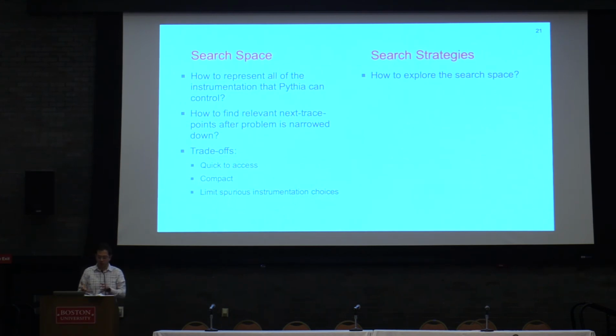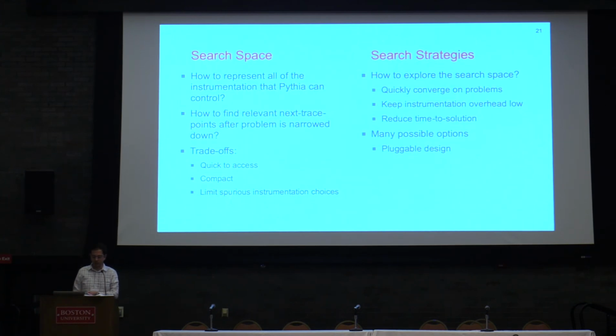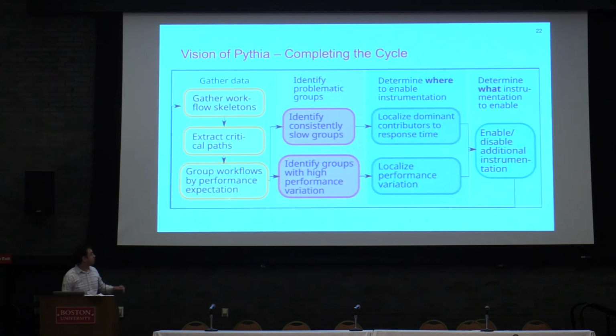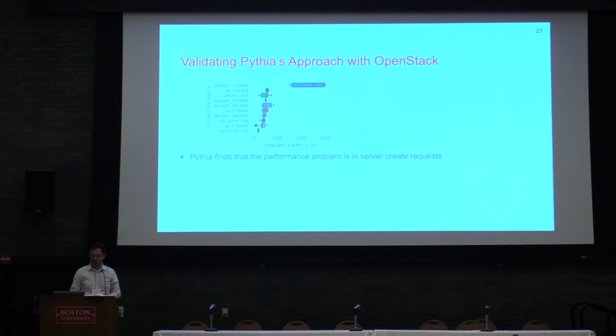We want the search space to be quick to access and compact, while also limiting our search to a relevant set of trace points. And for the search strategies, we also want them to quickly converge on problems and also keep the instrumentation overhead low by not enabling a lot of things. There are many possible options for the search strategies. So in our full design, we have a pluggable search strategy, which for each distributed application, you could devise your own. After you enable more instrumentation, you come back to the beginning and collect more instrumentation data to keep going with the cycle.